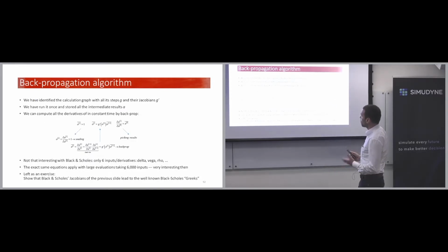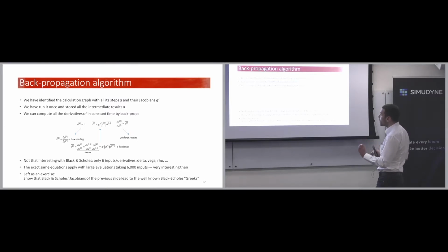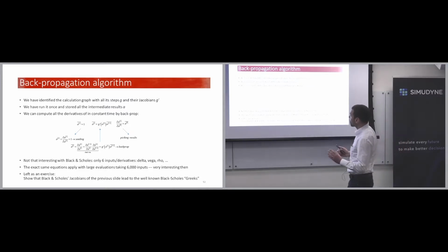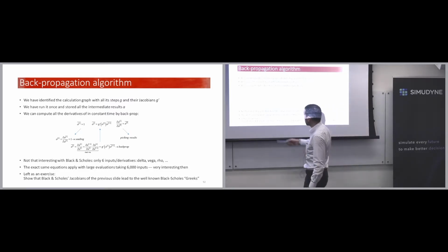Once we have done that, we can run the backpropagation algorithm over this calculation graph. We have identified the calculation graph with all its steps G, and we know the Jacobians G prime. We run it once and store all the intermediate results A, just like we saw for neural networks. And then we can compute all the derivatives in constant time by backprop, by running the adjoint equation. So first of all, the adjoint of a final result of a final layer, AL bar, well, that's dAL over dAL, the differential of AL to itself, so it's 1. So we initialize it to 1, and that's called seeding.